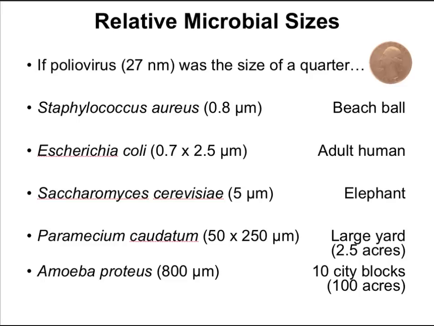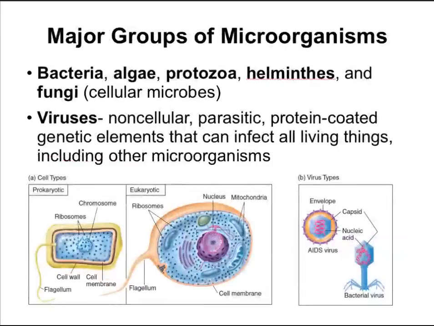So as you can see, the range in size of organisms that we'll be studying this semester is vast, all the way from the size of a quarter to 10 city blocks. That's a pretty big range. Now, we have several major groups of microorganisms: the bacteria, algae, protozoa, helminths, which are parasitic invertebrate animals such as worms. We'll also study fungi. All of these are cellular microbes.